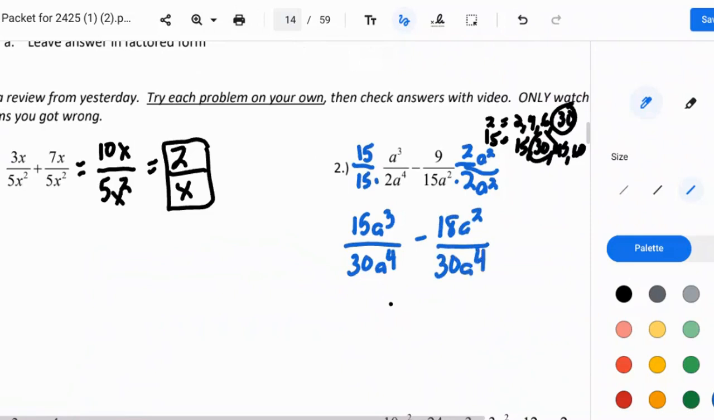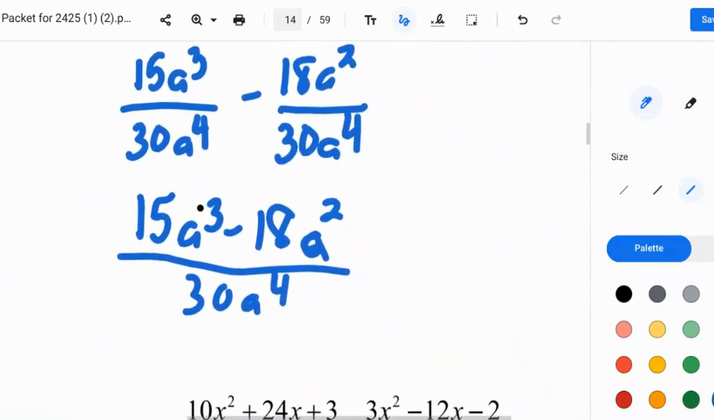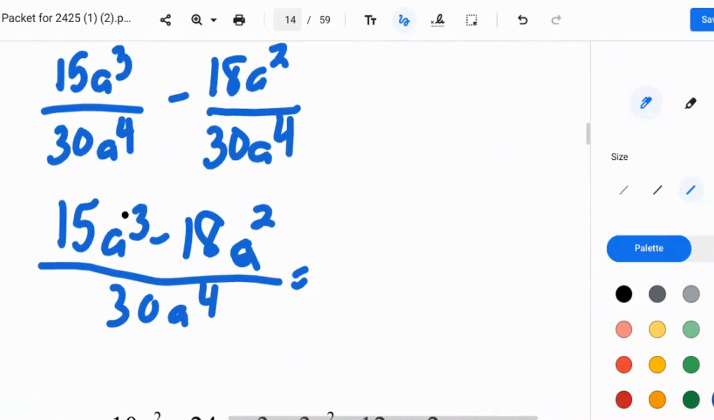So they both have a 30a to the fourth. That means that I can subtract the tops or put it into one single fraction, however you want to look at it. So if we were to subtract the tops, they're actually not subtractable because they're not like terms. But I can write it all over one term. So now it becomes one single fraction. I can try to factor and then see if something simplifies from the top and bottom. So if we were to factor the top, I think we can pull out the biggest number as a GCF. Is that a 3? I think we can pull out a 3 and we can pull out an a squared. So now what's left over would be a 5a and then a minus 6.